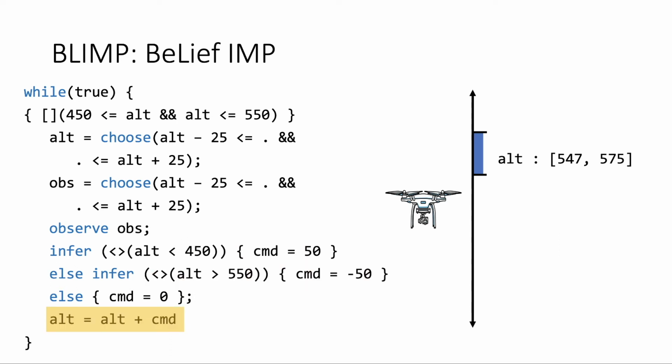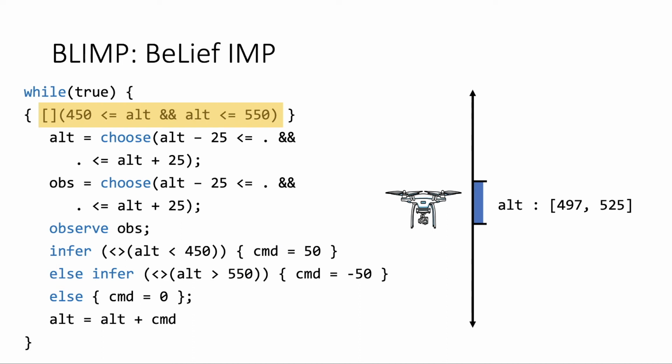And when we add this to our alt, the meaning of this is to map over all environments in the belief state. And so this is going to shift our belief state down by 50. And now I will note that this new belief state also satisfies our correctness condition. And so this means we were correct on this execution of the belief program.